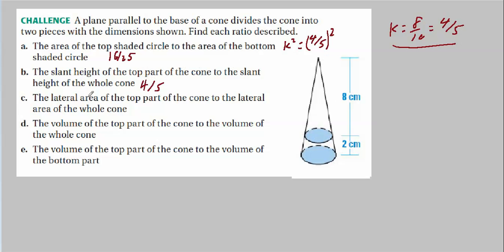Now, the lateral area of the top part of the cone to the lateral area of the whole cone. Say that again. The lateral area of the top part of the cone, that would be this here. This part excluding, would be basically the surface area of the cone excluding the base. And the other one is the lateral area of the entire cone. Well, once again, this is an area. That's a squared quantity. So we're going to square our scale factor of 4/5, and we already know that's 16/25.